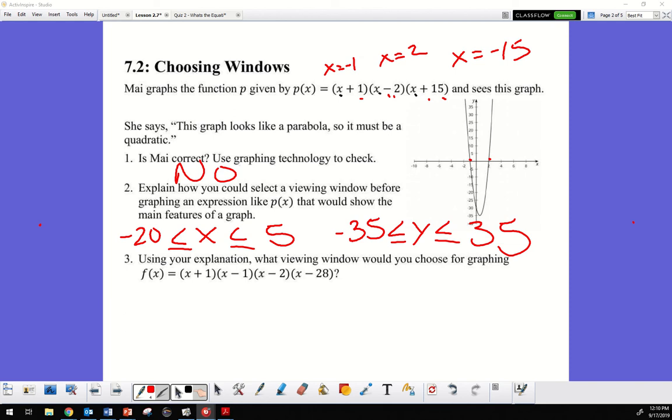You were okay. Don't do your function. You just change the window. That's it. Escape. Now, menu. Window zoom. Window settings. And use what I put up here on the board. So the x min should be negative 20. X max is 20. Y min is negative 35. Y max is positive 35.